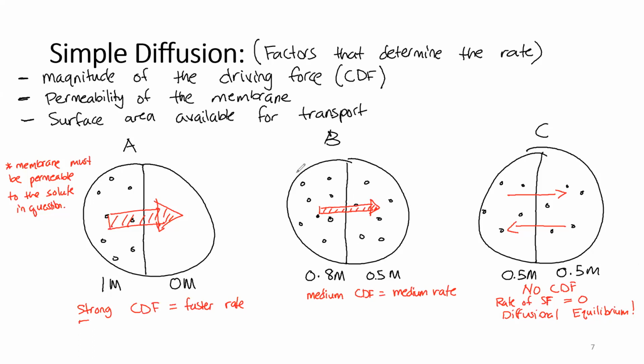And that makes sense. If I had this one cell, let's say this was the only surface area available for transport, I would have a medium rate of movement of particles. But let's say I double the membrane here. Let's say I extended the membrane such that there was twice as much surface area available for movement of particles. I would also double my rate of simple diffusion. I would have faster movement of those particles if I have more surface area available for exchange.